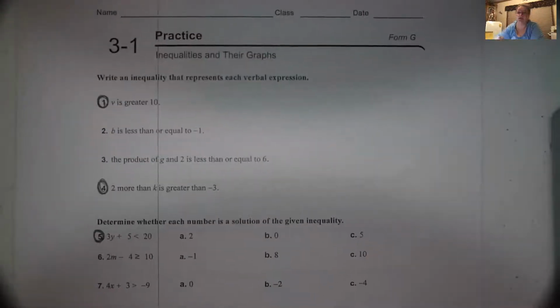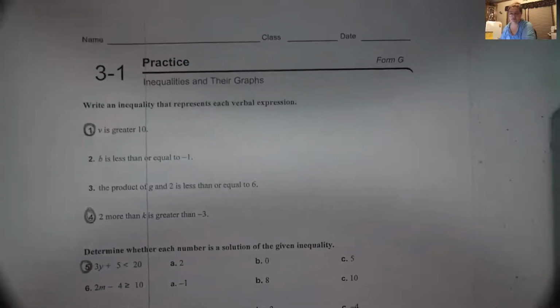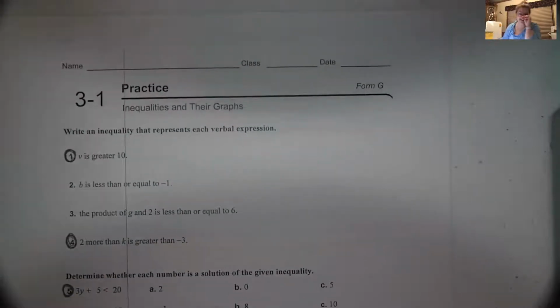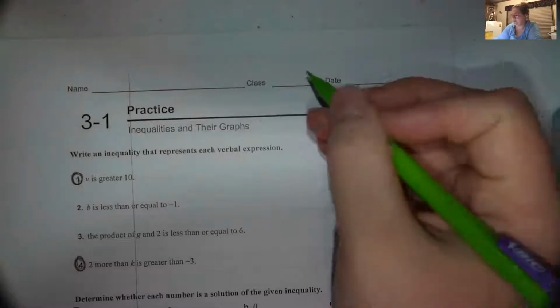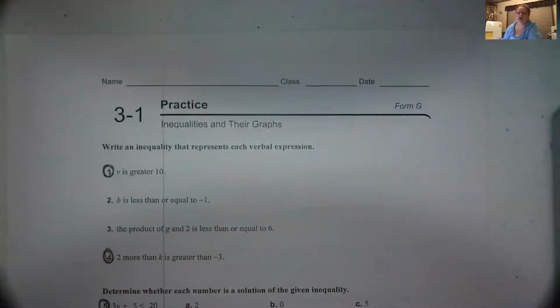All right, so what we're going to be talking about is two worksheets. We're going to be talking about a new chapter, chapter 3. Chapter 3 deals with inequalities. Inequalities are your less than, your greater than, your less than or equal to, and your greater than or equal to. If you want to take notes or make a little note at the top of your paper, you have to decide what's going to be best for you.